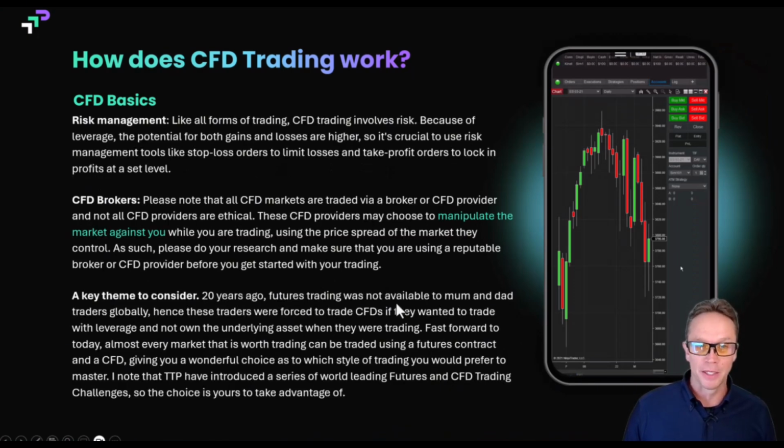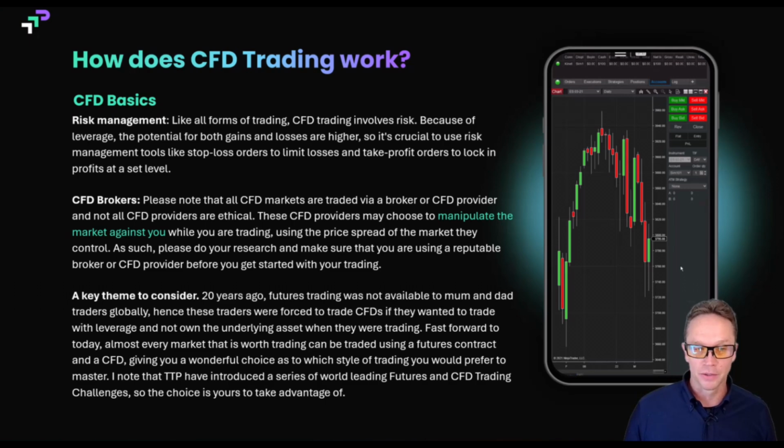When it comes to risk management itself, guys, like all forms of trading, CFD trading does involve risk. Because of the leverage, the potential for both gains and losses are actually quite high. Ultimately, what does that mean? We become professional risk controllers. We use a stop loss to limit the amount of money we can lose on a particular trade, and we're always seeking to let our profits run as far as we possibly can.